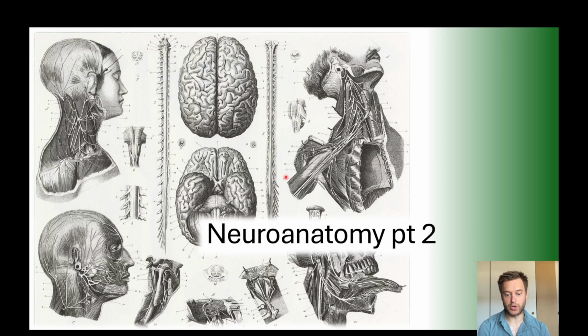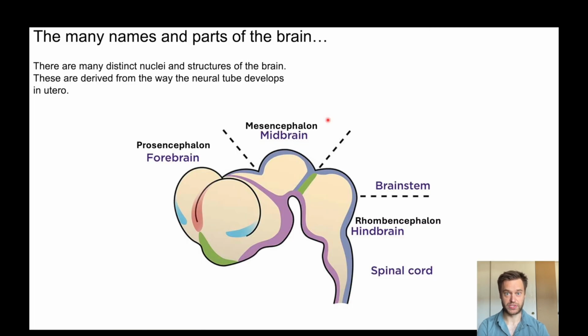So welcome back to Neuroanatomy Part 2. Last time we went over some basic anatomy and physiology vernacular. We went over some basics of the nervous system, the peripheral and the central nervous system. We went over the autonomic nervous system and the different sub-branches of the peripheral nervous system.